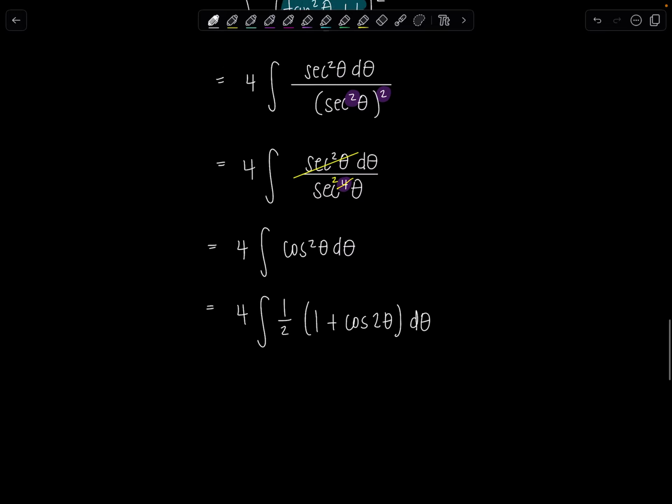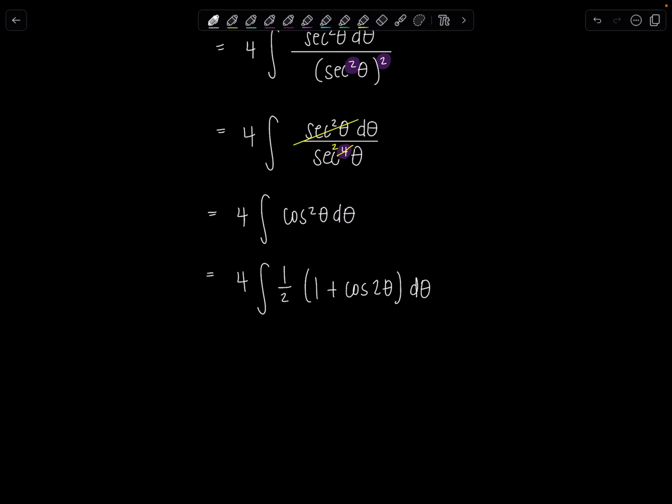And then let's just go ahead and proceed from here. Let me take 4 and 1/2 and group them together. That's 2. And then the antiderivative of 1 is just theta. The antiderivative of cosine 2 theta, because of the 2, I need to put a 1/2 in the front, and then this is sine 2 theta plus c. Good?